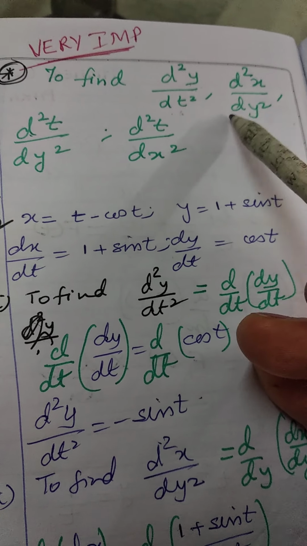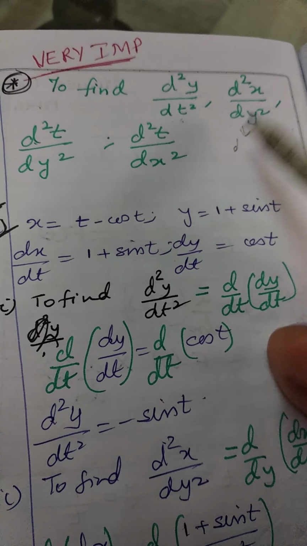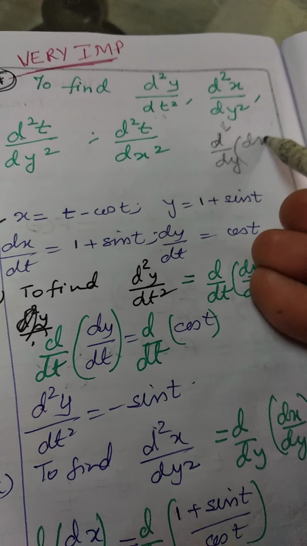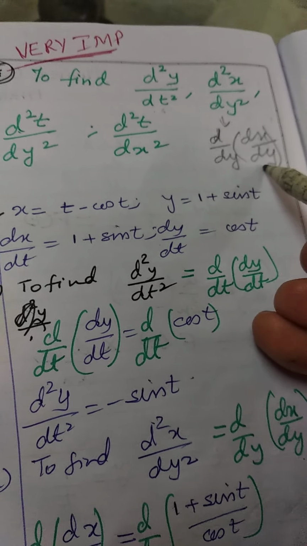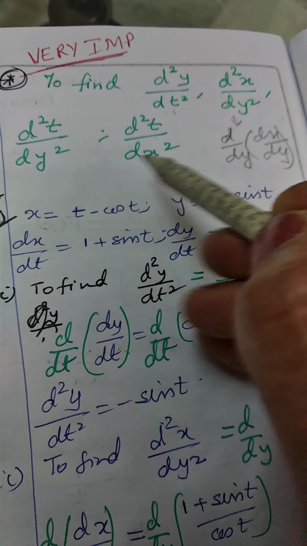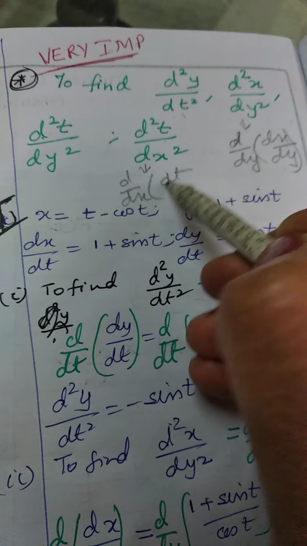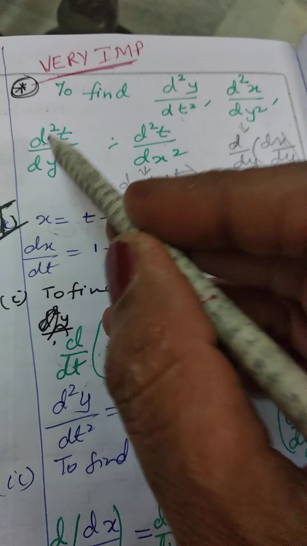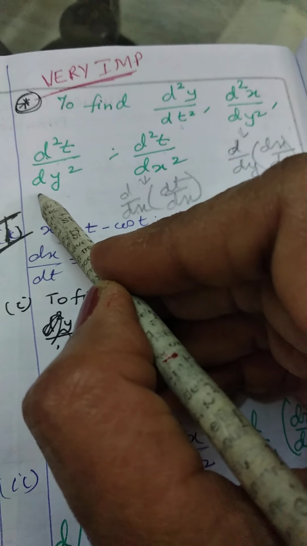This is d2x on dy square, which says that it is the second derivative of dx on dy. It's actually d dy of dx on dy. Likewise, this is d2t on dx square, the second derivative of dt on dx with respect to x. Likewise, this is the second derivative of dt on dy with respect to y.